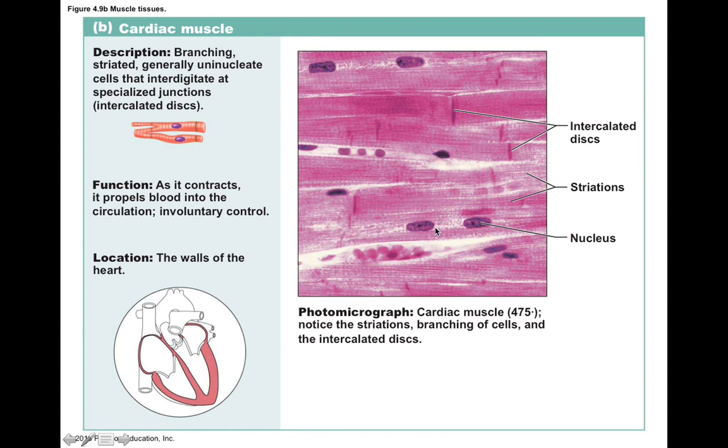Now, unlike skeletal muscle cells, cardiac muscle cells are typically uninucleated, so they typically only have one nucleus, although it can sometimes have two. And the only place you find cardiac muscle is in the walls of your heart, hence the name cardiac muscle. Now, unlike skeletal muscle, cardiac muscle is under involuntary control, which means it's not under your conscious control. You can't consciously stop your heart or consciously force your heart to beat more strongly. Functionally, it's just involved with helping to regulate blood pressure and circulate blood throughout the body.